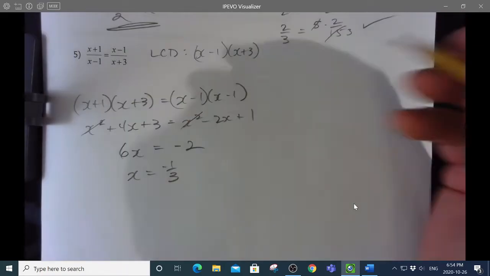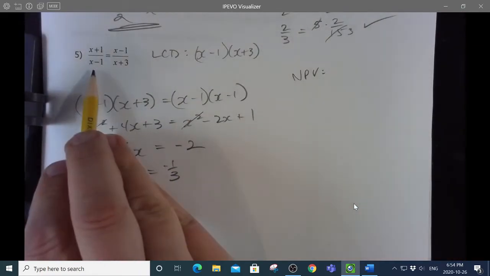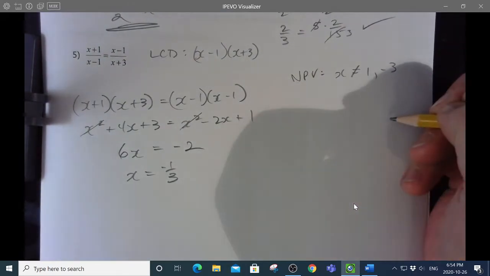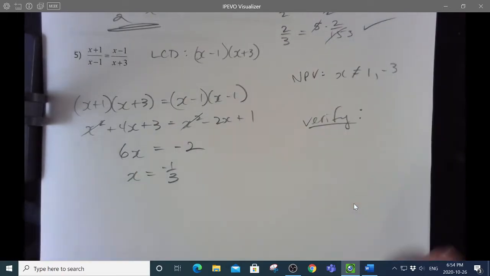I'm going to do, first of all, my NPV check. Is that a non-permissible value? No, my non-permissible values are x can't be 1 or negative 3. And then I'm going to do my verify. All right, let's verify this.